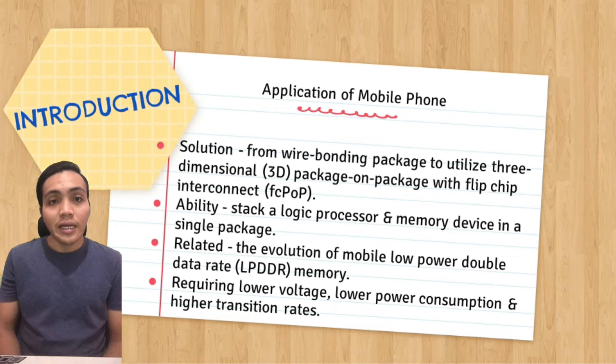With the ability to stack a logic processor and memory device in a single package, the utilization of FC-PoP is becoming a preferred solution in the mobile market segment. It is well known that FC-PoP technology development is related to the evolution of mobile low power double data rate, known as LPDDR memory, which requires lower voltage, lower power consumption, and higher transition rate.